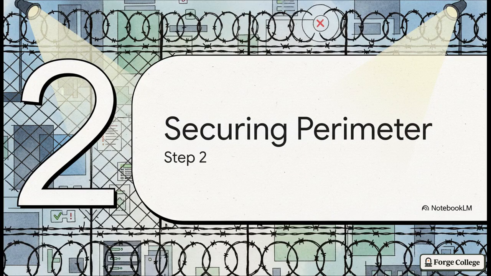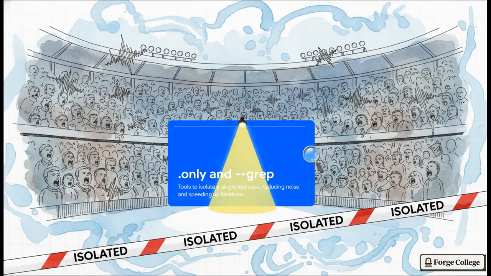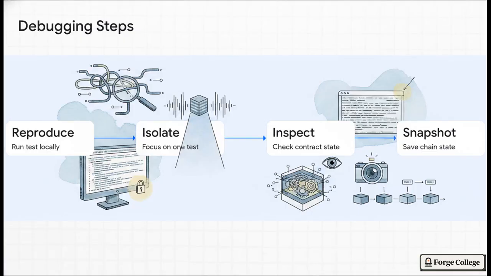Step 2. Securing the perimeter. To answer that ultimate question, we really can't afford to be distracted by dozens of other passing tests. We need absolute focus. Imagine trying to listen to one specific conversation in a stadium full of screaming fans. That's exactly what running a full test suite is like when you're hunting for just one bug. So by appending .only to your Mocha it block in your code, or by running npx hardhat test with the grep flag, say, for example, grep "increments twice", you are effectively putting up police tape around that single failing test. This drastically cuts down the console noise, saves your computing power, and speeds up your feedback loops so you can iterate super fast.